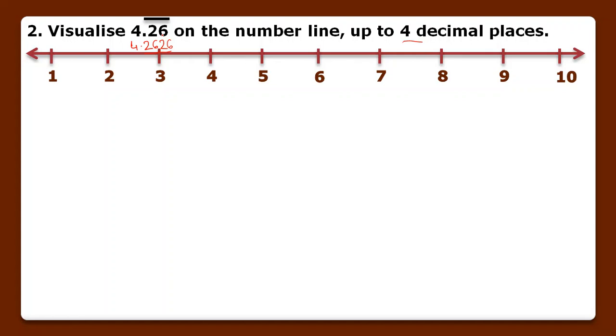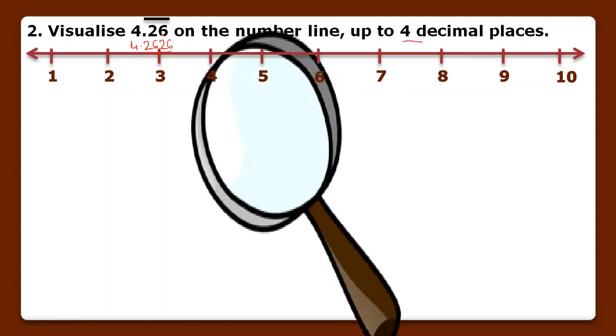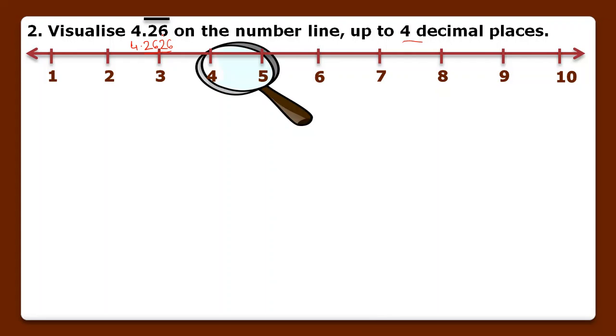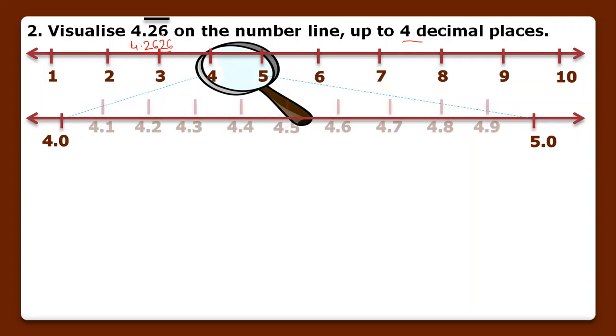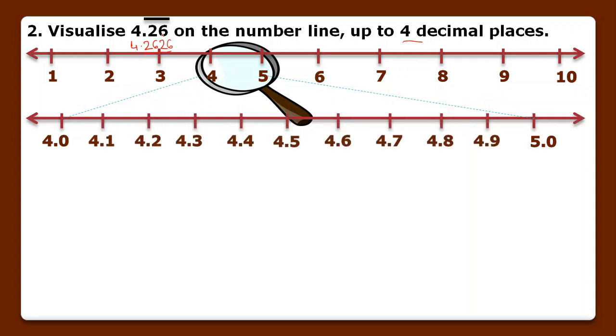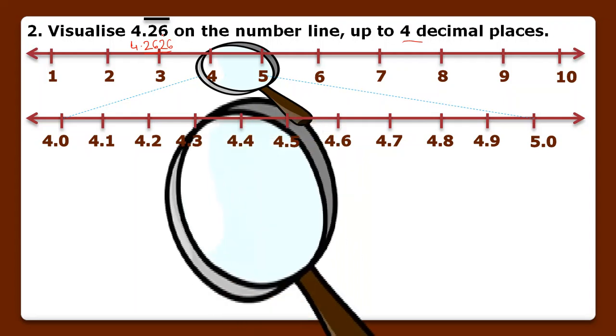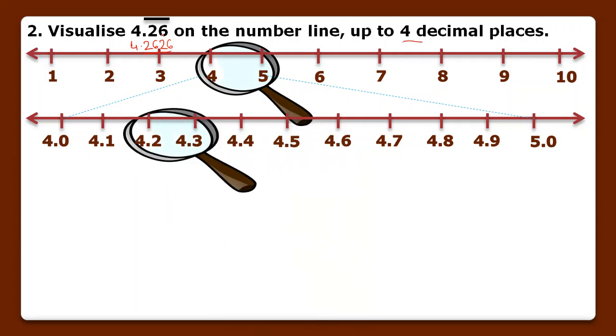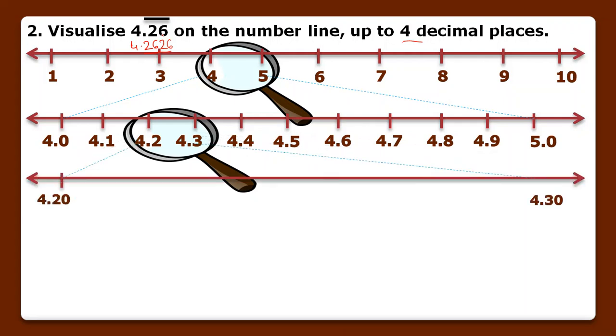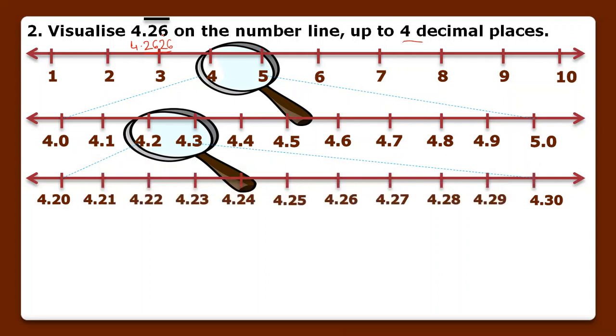In this way again we'll draw a number line. 4.26 will lie between 4 and 5. We'll expand it like this. Then we'll write its middle numbers. 4.26 will lie between 4.2 and 4.3. In next step, we'll expand these two numbers. Write their middle numbers.